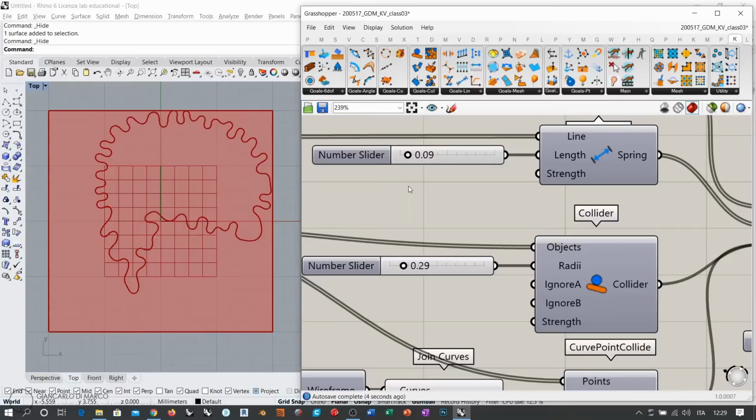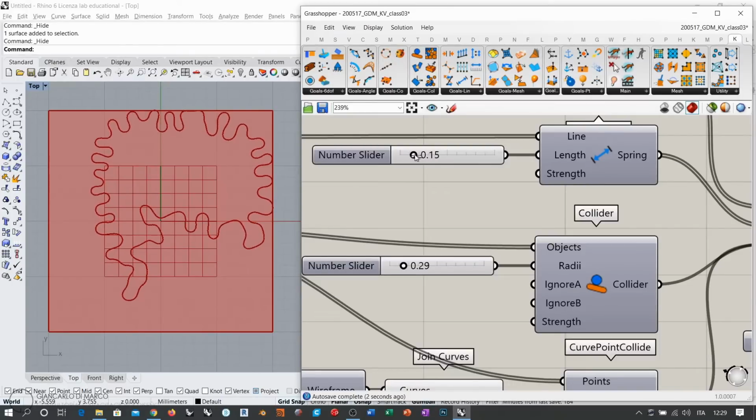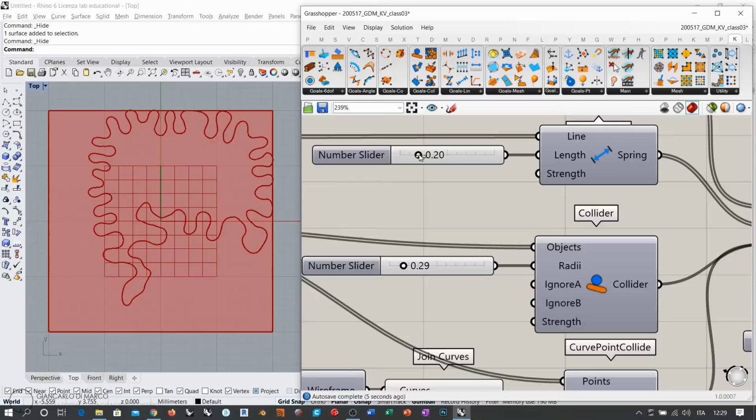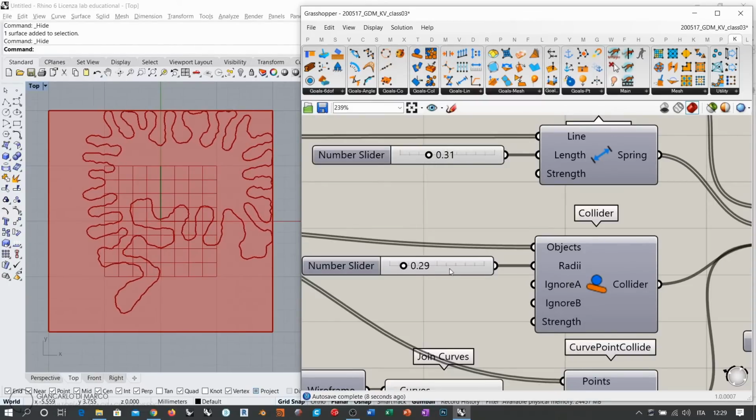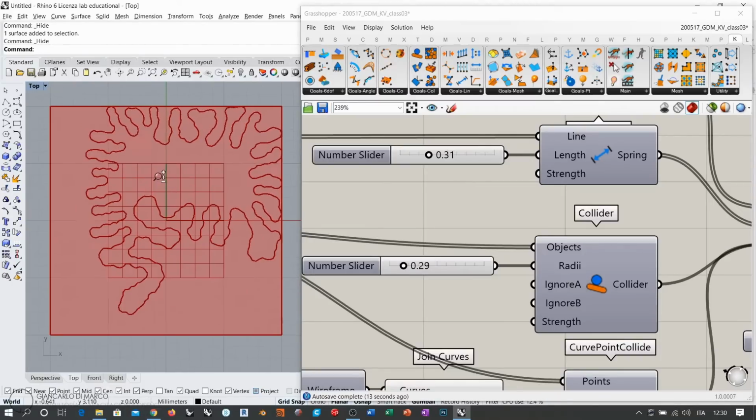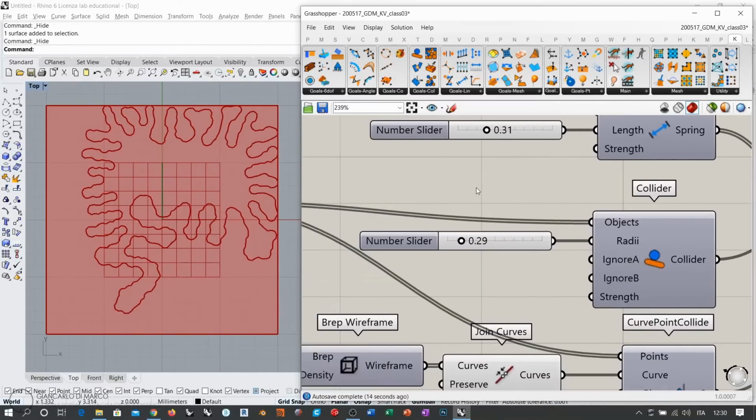So you see that now we are starting to get some nice distortion, and this thing is starting to grow, but we are already working with some controlled collisions and controlled length, and so we can expand this organic shape inside our area.